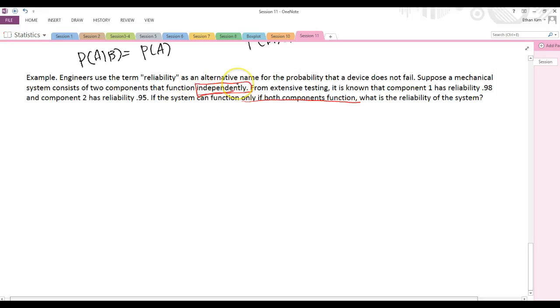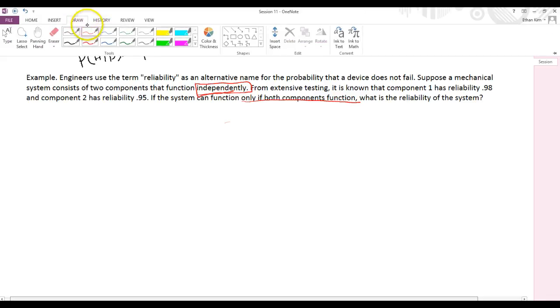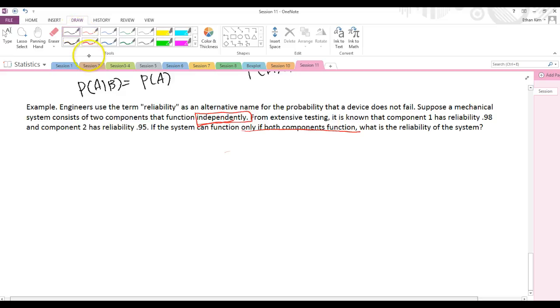So if one of the components fails, then the whole system fails, and we're trying to figure out the reliability of the whole system. So try to work on this. Pause the video right now, and come back to it when you are done. All right. So this is a little bit more complicated than the example that we just did. But let's first assign some events, because that's what we always do.